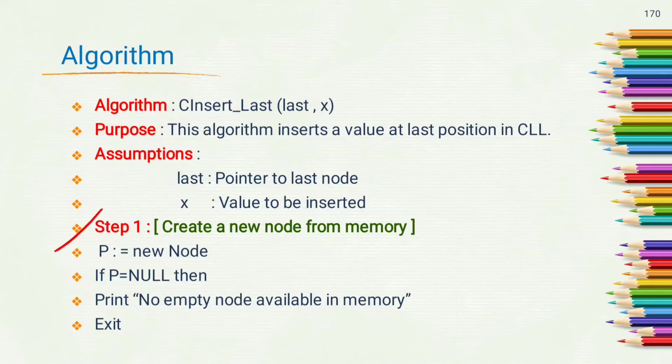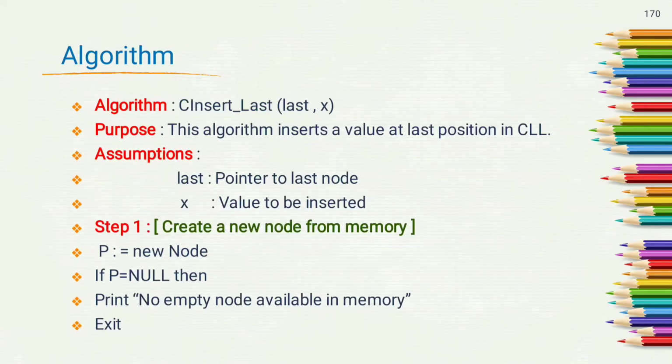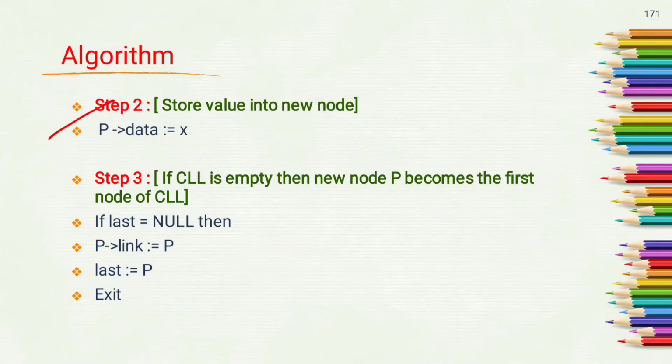In step 1 we create a new node from memory. For that we have to write P colon equals to new node. If P equals to null, that means there is no empty node available in memory, so we have to print no empty node available in memory and exit from this algorithm. But if empty node is available in memory, then the address of that empty node will be assigned to P. In step 2 we have to store value into new node, so we have to write P arrow data colon equals to x.